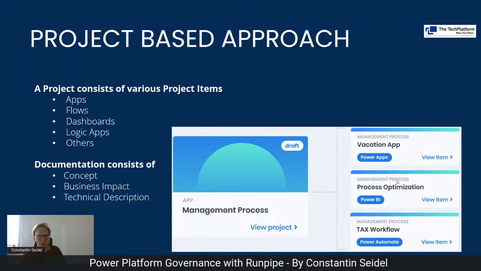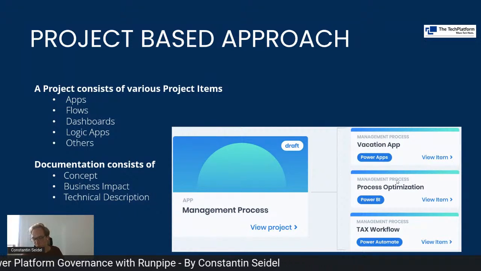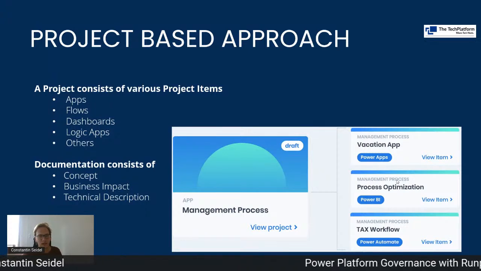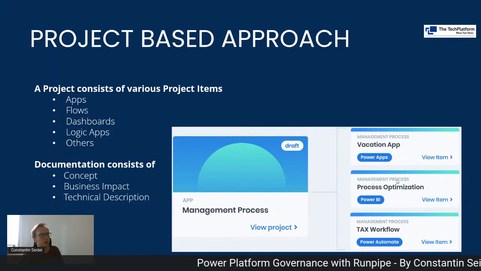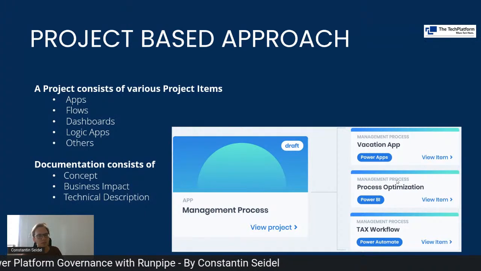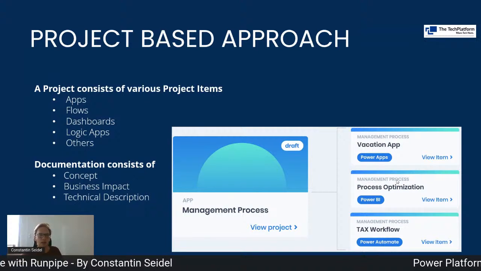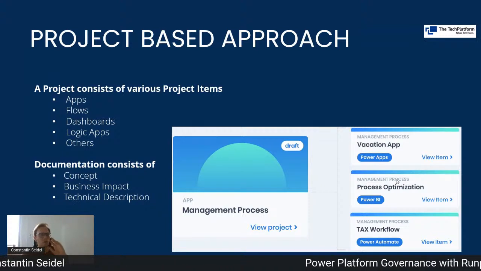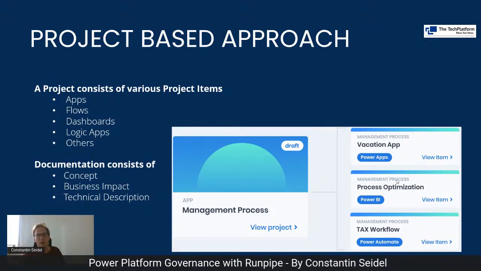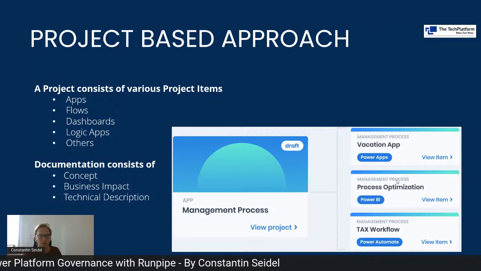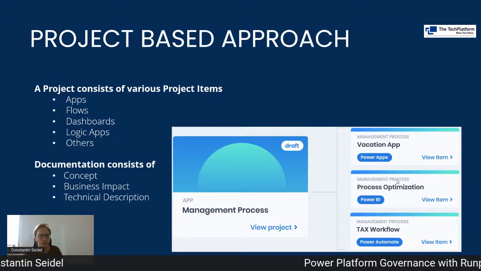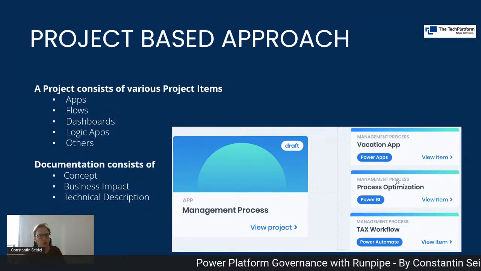Okay, so what is a project-based approach? This was one thing that we came across when working with the Center of Excellence Starter Kit. So in the COE, it governs apps and flows separately, but not together. And we say a project consists of maybe one application, 3 Power Automate flows, and maybe 1 Power BI dashboard or Logic app. So everything is one project, and the whole project needs to be documented in its context, and not all those components separately.